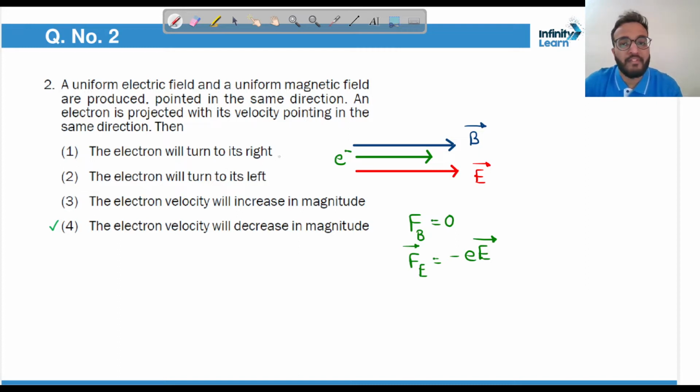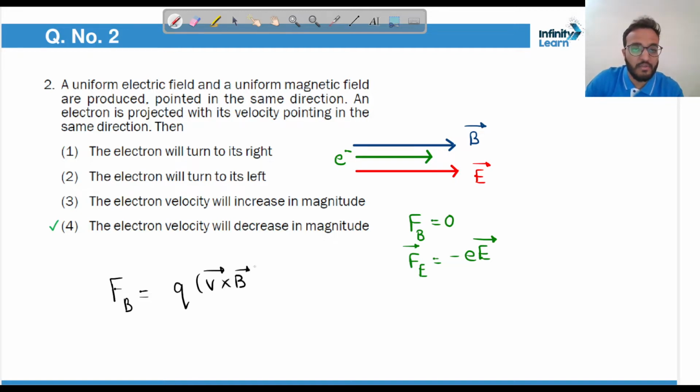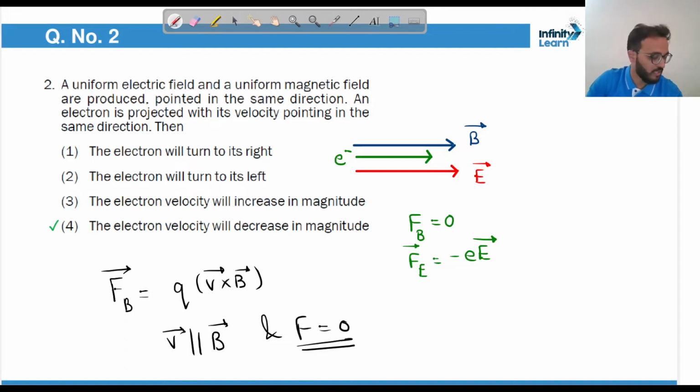Now here, whenever velocity... the magnetic force is Q times vector v cross vector B. So if vector v is parallel to vector B, then the force will be 0. Do you understand? Then the force will be 0. Are you able to figure out this thing? Okay, so we are going to use this concept particularly here.